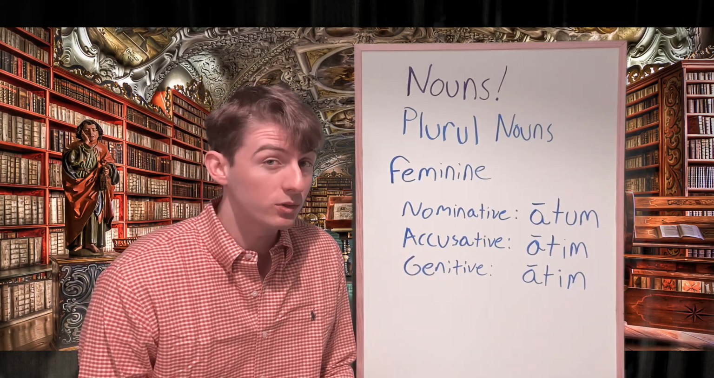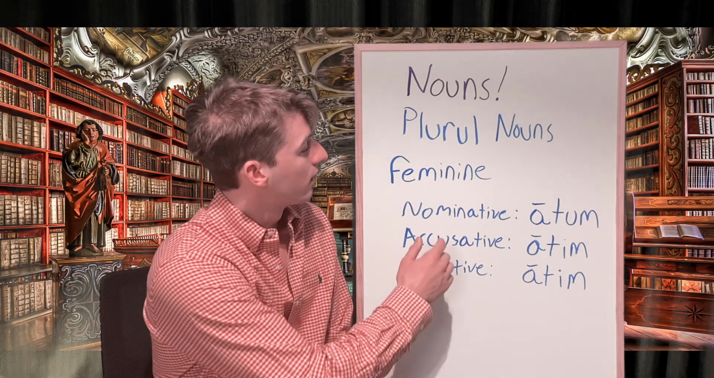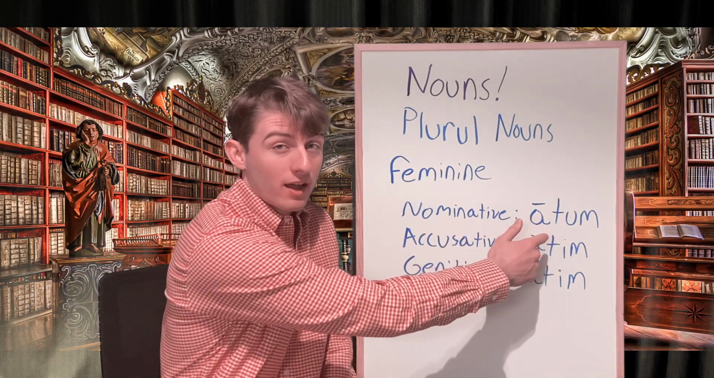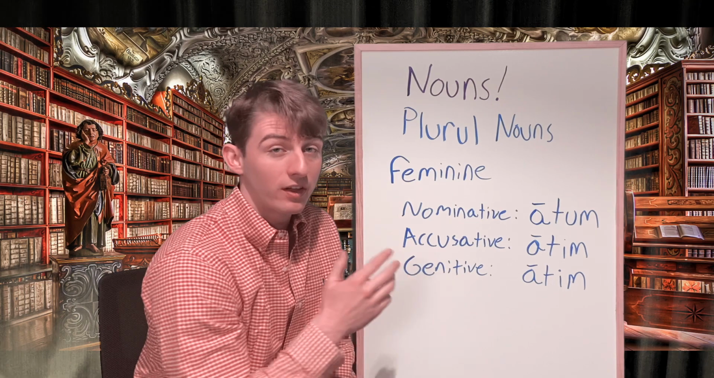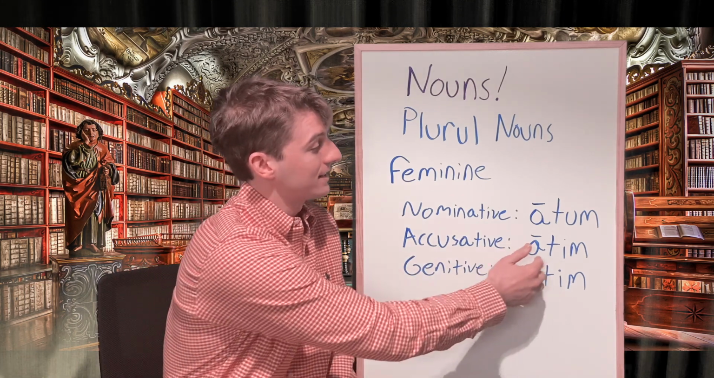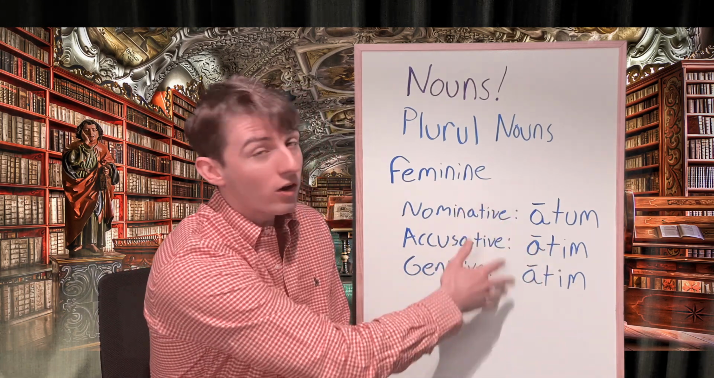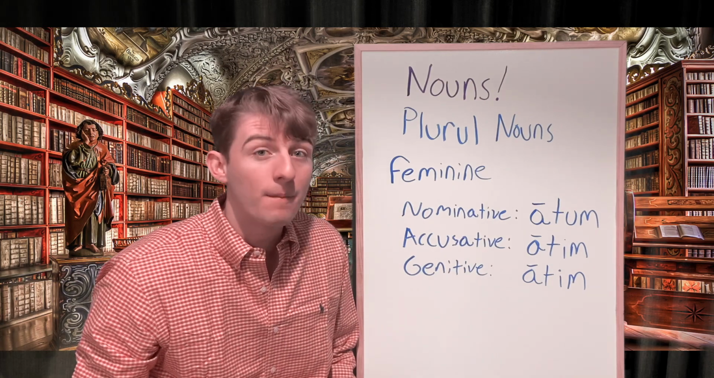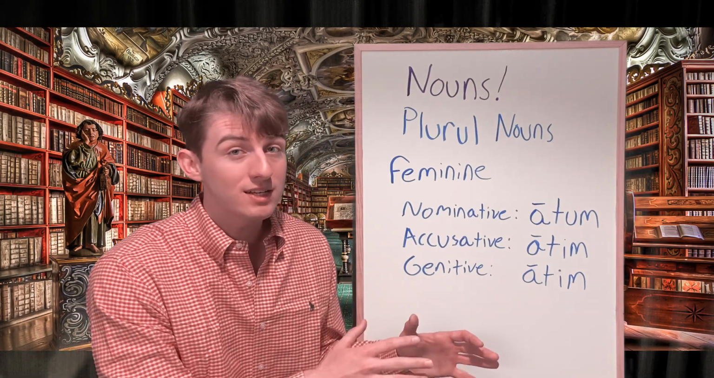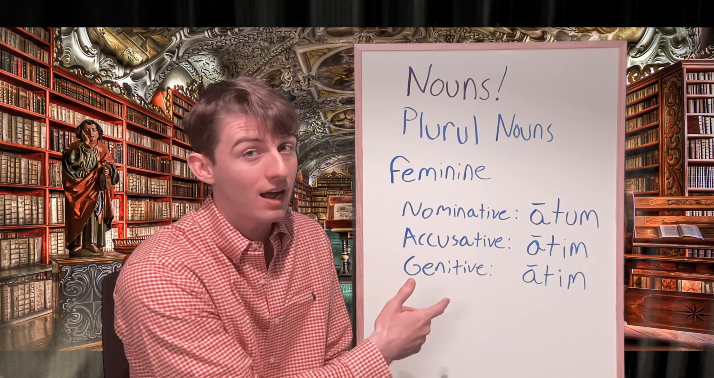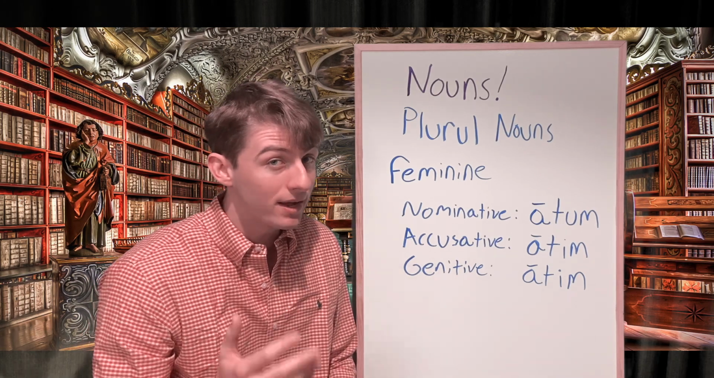Feminine plural nouns also have their own case endings, and these are nominative atum with a long A, and accusative and genitive, they're again going to be the same, and they're going to be atem with a long A, and these are all going to be added to the stem of the word. Now, an important thing to note is that when we're translating from cuneiform, we're having to provide these long vowels on our own, based off context.